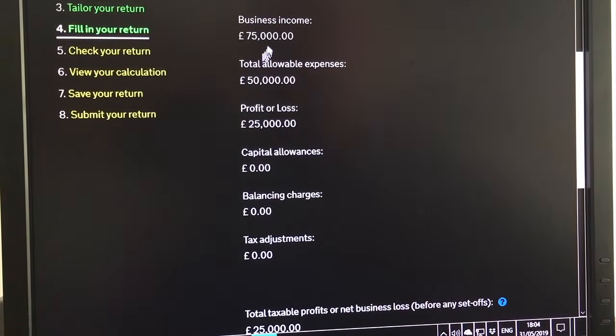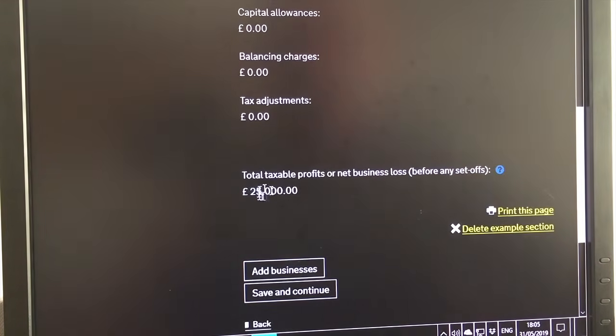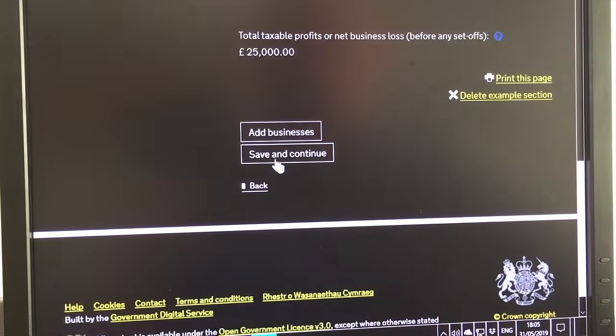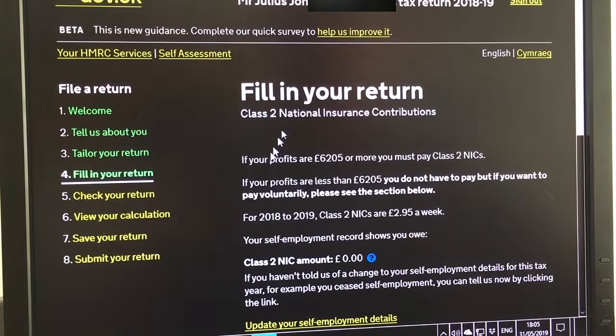Fill in your tax return. So this is telling me my business turnover. This is like summarising it now. Income was that, costs of that, profits of that, and I haven't got any capital allowances. I didn't make any sales, so I didn't have any balancing charges. There's no adjustments that I put in, so I got a £5,000 profit. We're not going to add another business, so this looks like it's the end of the business one, so save.